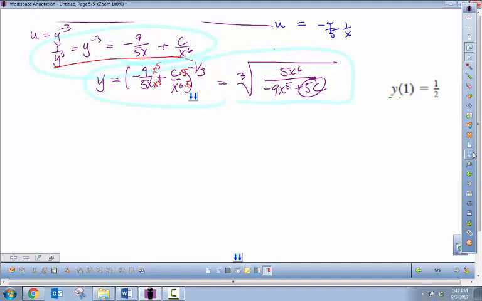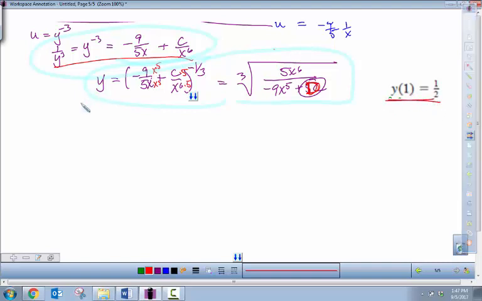So instead of calling this 5c, we can call it a constant d. And now you have a choice whether to take your explicit function that you solved for here, or take your unsolved implicit answer here to solve for c, the unknown constant. But I just want to make a point that the c that you had here is different from the 5c that you have here. This is d.